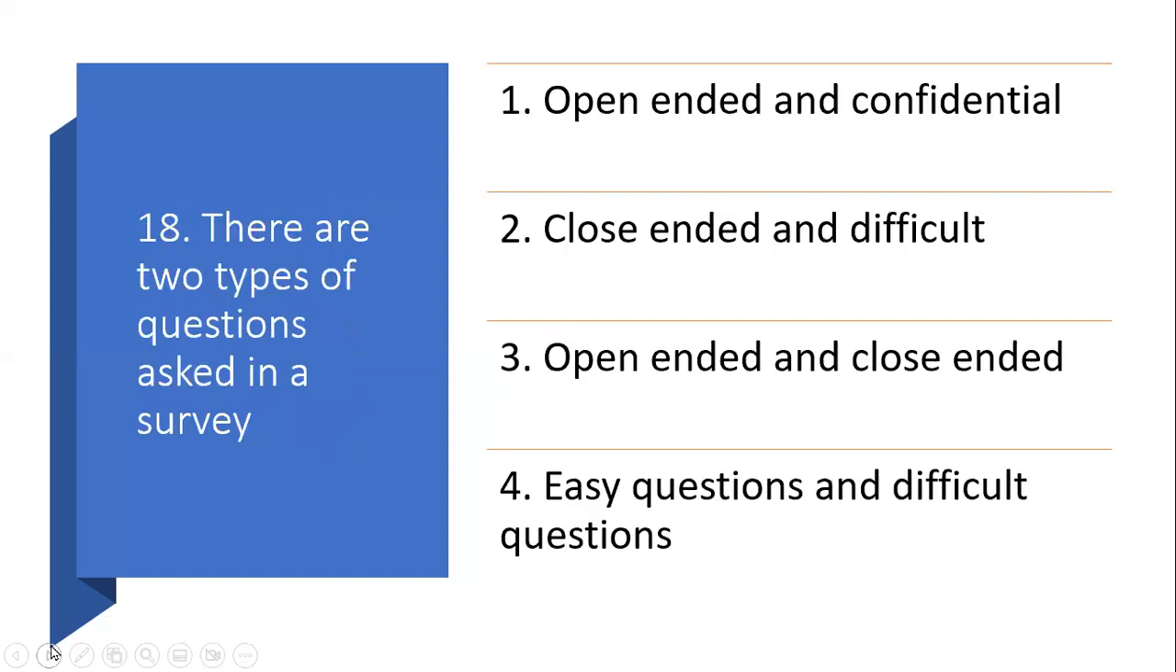There are two types of questions asked in a survey. First one, open-ended and confidential. Close-ended and difficult. Third one, open-ended and close-ended. Fourth one, easy questions and difficult questions. Here the obvious answer is open-ended and close-ended. So number 3 is the correct answer.